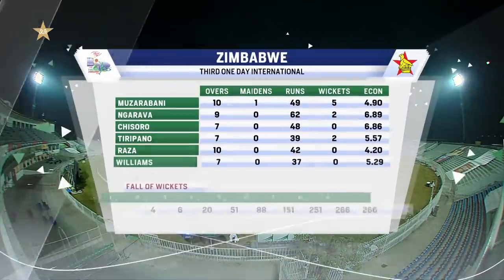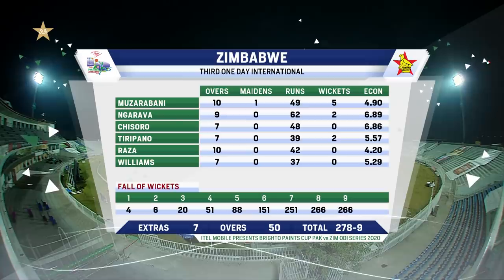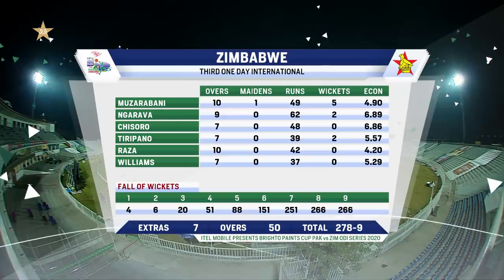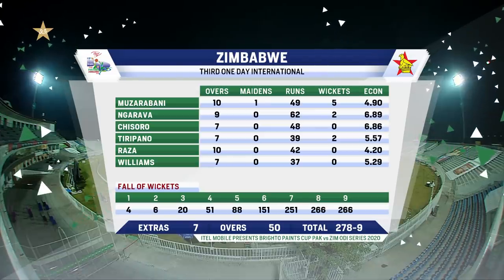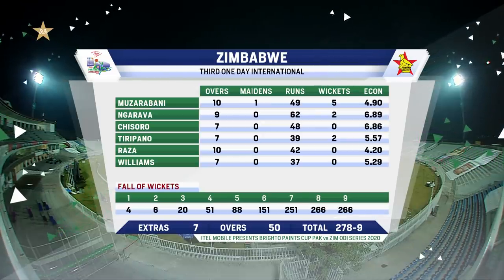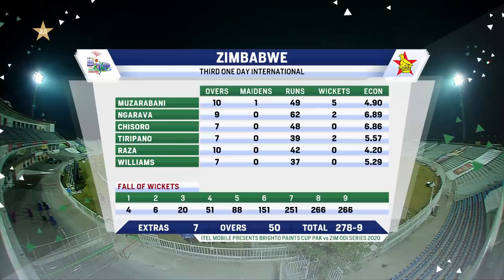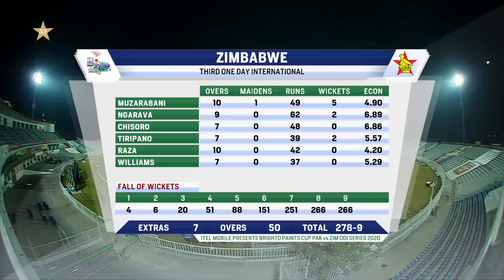Zimbabwe looked as if they had a bit more spring in their step. Certainly Muzarabani with his first 5 wicket haul in ODIs, 5 for 49 in 10. Ngarava, the left armer, 2 for 62. Chatara, 7 overs, none for 48. 2 for 39 from Tiripano. He started a bit of the wreckage. And then Raza and Williams with 17 overs of their spin.